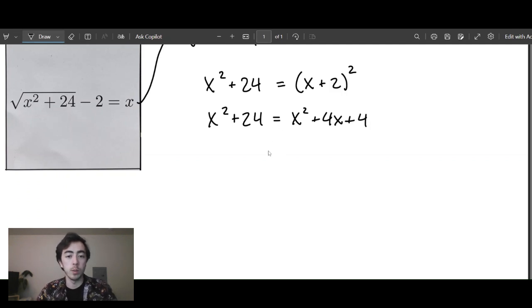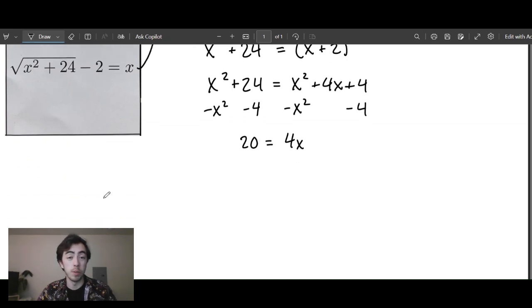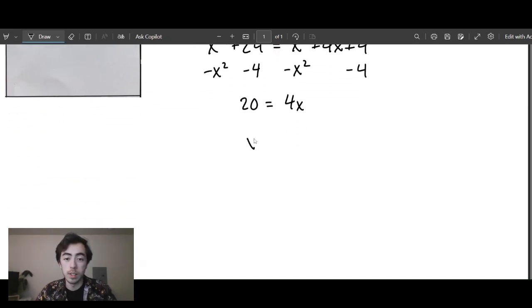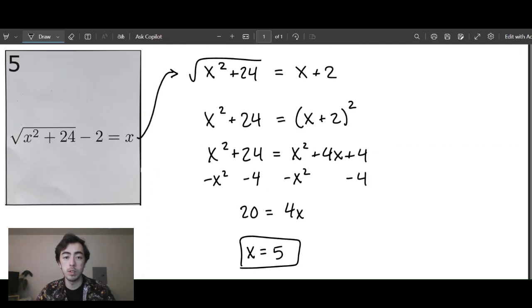Oh, and I guess my x squareds go away, because I could think about subtracting an x squared and subtracting a 4 from both sides. And then x squared minus x squared is 0, 24 minus 4 is 20, and then it looks like I'm just left with a 4x. So this is just a one-step equation. 4 times something is 20. Well, that something has to be 5. So there it is. The algebra shows that there is one and only one solution.